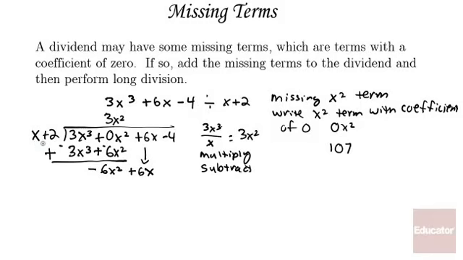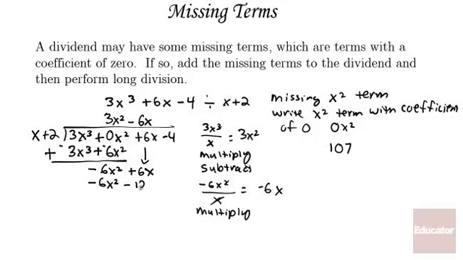So now I'm going to divide negative 6x squared by x. The x's cancel. This is going to give me negative 6x. Put that up here. Multiply negative 6x times x to give me negative 6x squared. And then I have negative 6x times 2, which is negative 12x.